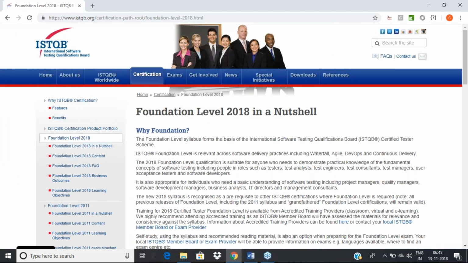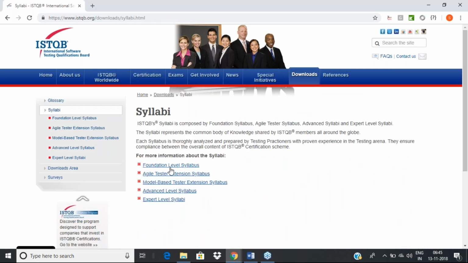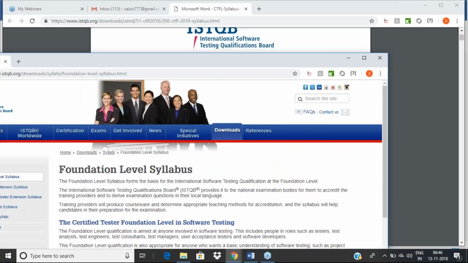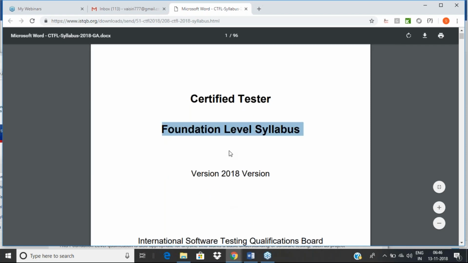So you can get to know the syllabus. You all can download the syllabus. Just follow these instructions, please. Go to istqb.org, go to the download section, and then you can click on syllabi, foundational level syllabus, and the foundational level syllabus 2018 can be downloaded here. Once you do that, this is how the syllabus comes. Foundational level syllabus, 2018 version.